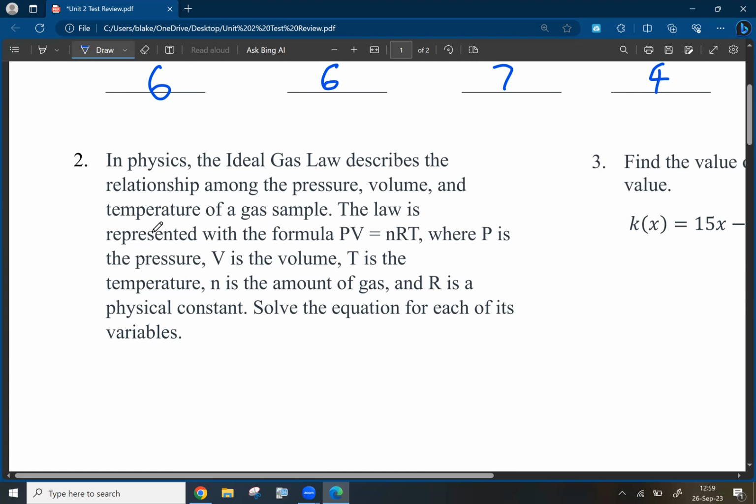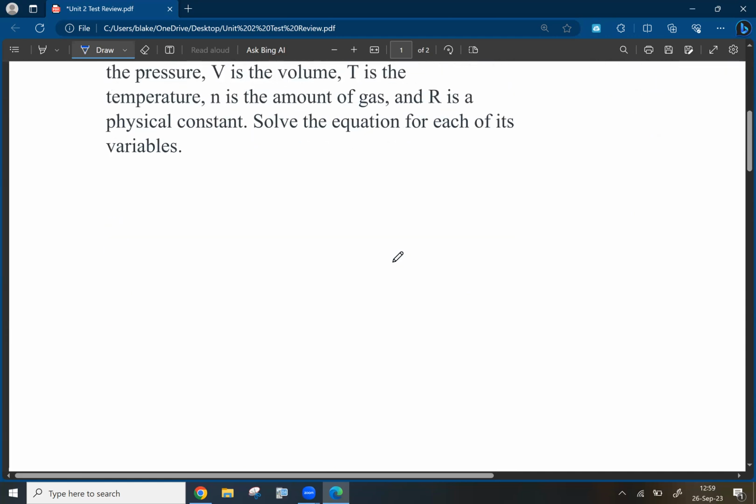Tomorrow it is a different formula. It's pretty much the same thing, but it's just different letters. So what we're going to do is solve the equation for each one of the variables. So we're going to solve for P, we're going to solve for V, N, R, and T, all 5. So we're essentially going to do the problem 5 times.